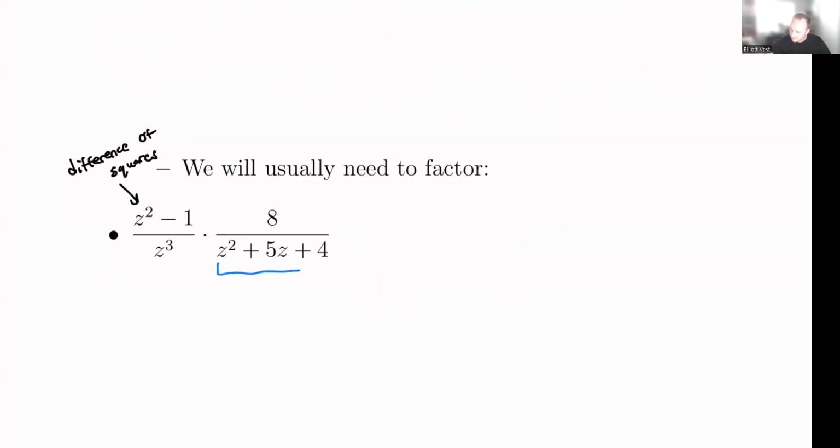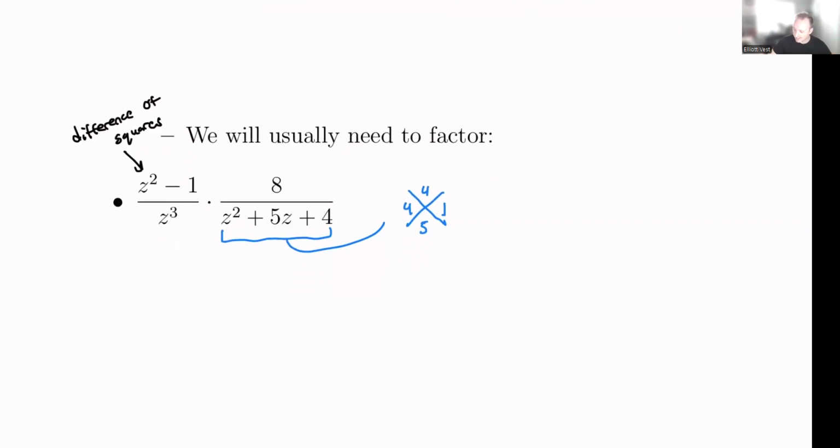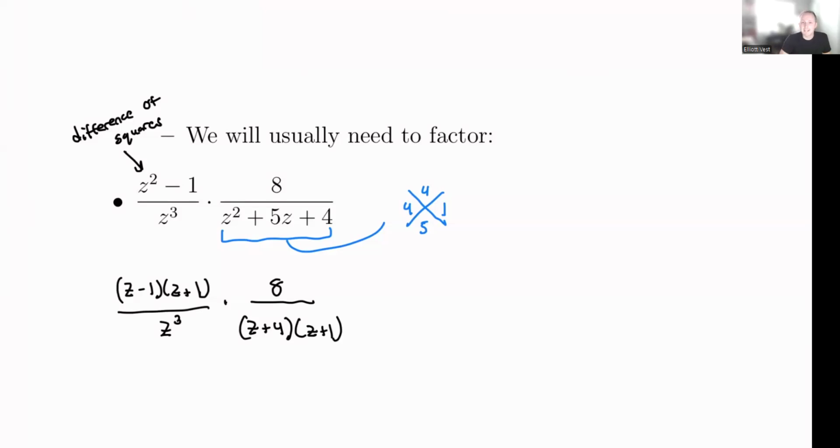And this one looks like it factors. So I can do the factor game first. I put 4 on the top, 5 on the bottom. What multiplies to become 4 and adds to become 5? 4 and 1. So let's go straight to this next stage where I have the difference of squares. That is z minus 1, z plus 1 over z cubed, times 8 over, and now this is the factored version, z plus 4, z plus 1.